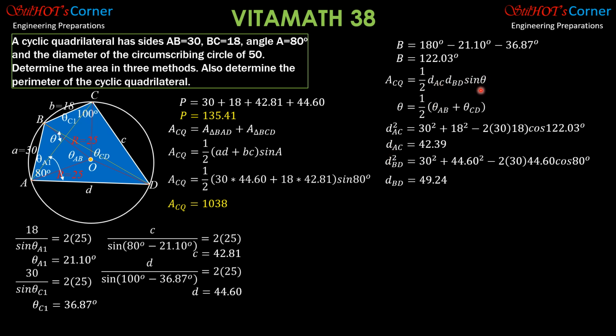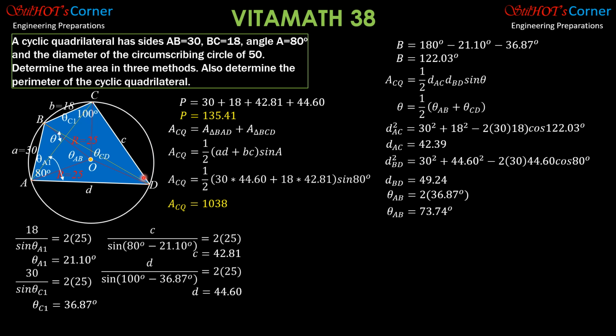Then next is theta. So again, theta AB, which subtends AB as central angle, is 2 times this peripheral angle theta C1, which subtends the same arc AB. And since we have found theta C1, theta AB is 2 times 36.87 degrees. So it is equal to 73.74 degrees.